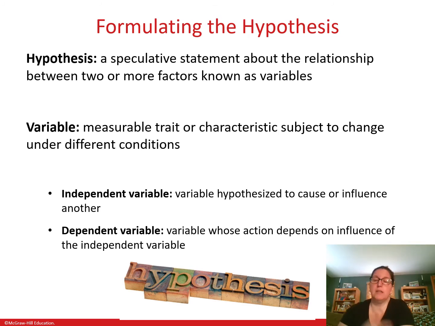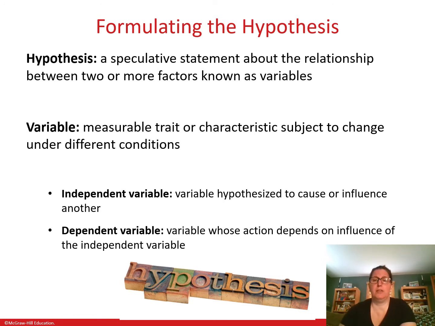Now, as I mentioned, a variable known as education and a variable known as income are measurable traits. We can measure these. A variable is a measurable trait or characteristic that is subject to change under different conditions, so they can vary from person to person. Income, religion, education, age, gender, race and ethnicity are all examples of variables, and they vary from person to person.